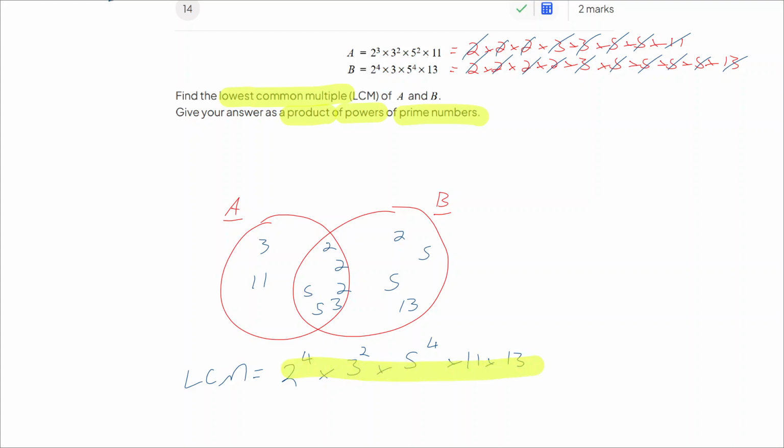Because my answer is in terms of powers of the prime numbers, I've just times everything here together. And that's my answer.